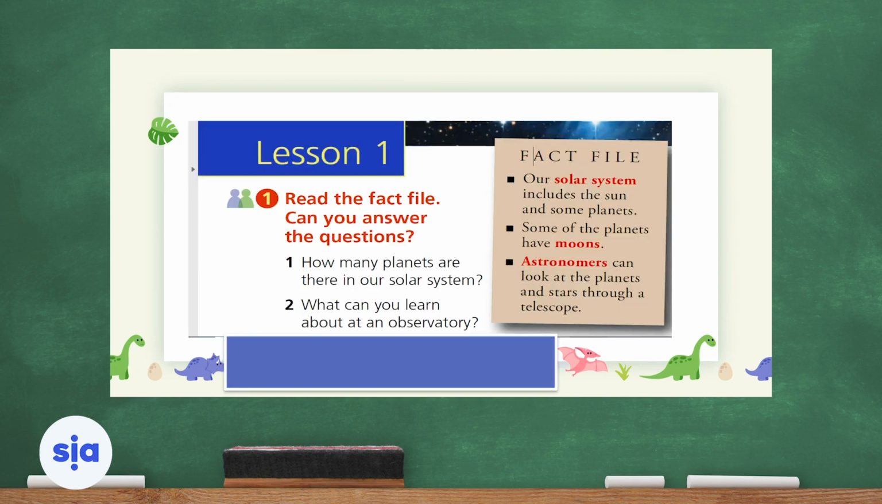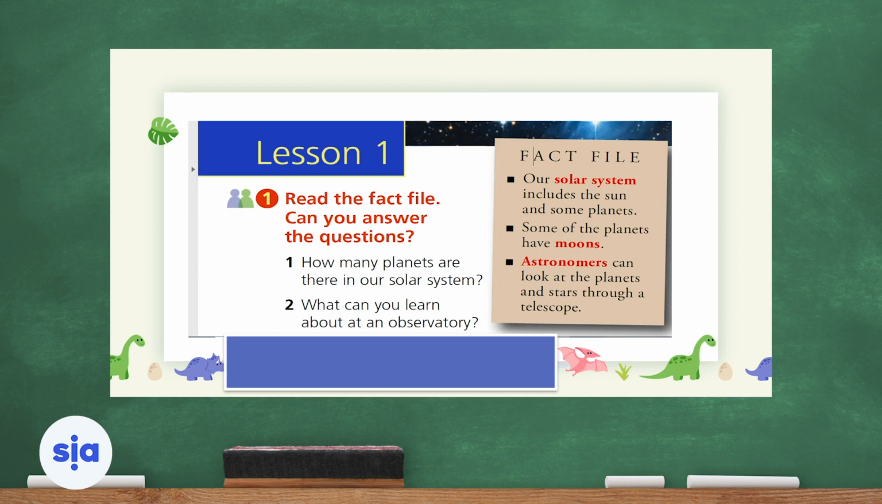The first question, we're going to read the fact file, and then we're going to answer the following questions. So if you look carefully, on the right-hand side, read along with me, please. Our solar system includes the sun and some planets. Some of the planets have moons. Astronomers can look at the planets and stars through a telescope. So we have 3 new vocabulary words. The first one is solar system. The second one is moons. And the third one is astronomers.